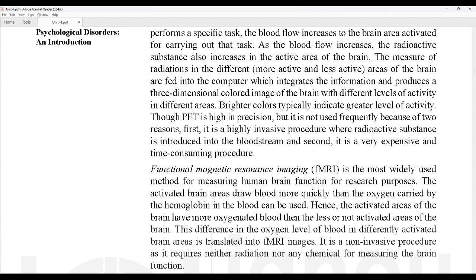The activated brain areas draw blood more quickly than the oxygen carried by the hemoglobin in the blood can be used. Hence, the activated areas of the brain have more oxygenated blood than the less or not activated areas of the brain. This difference in the oxygen level of blood in differently activated brain areas is translated into fMRI images. It is a non-invasive procedure as it requires neither radiation nor any chemical for measuring the brain function.